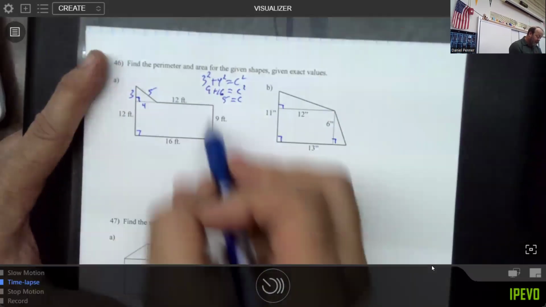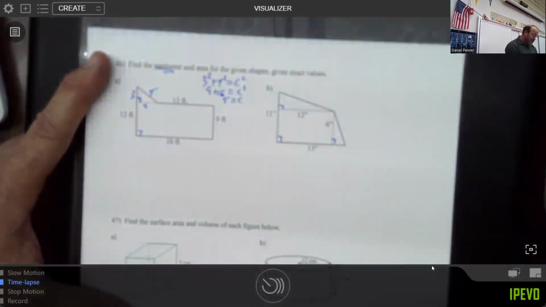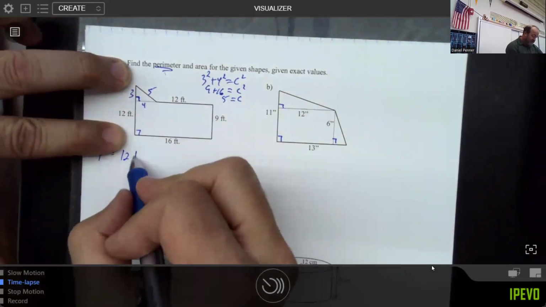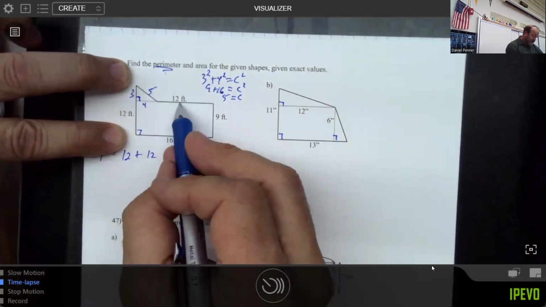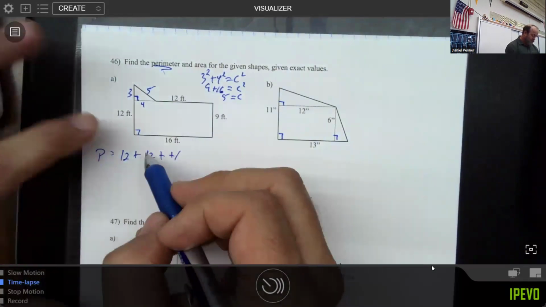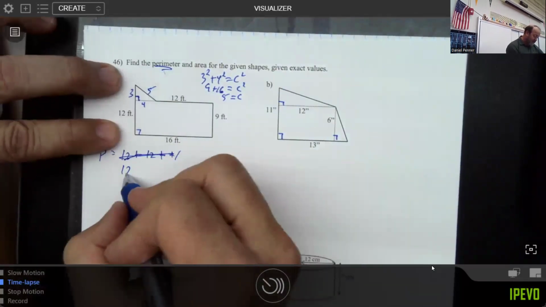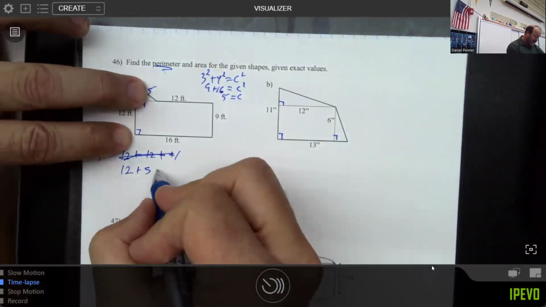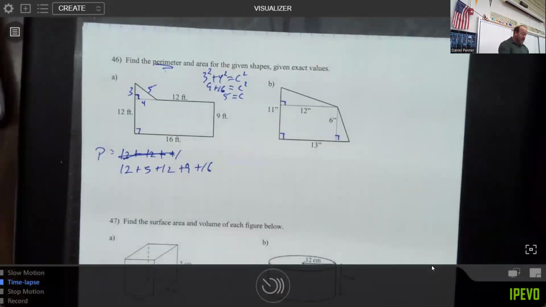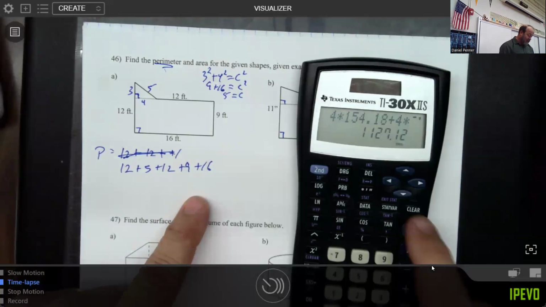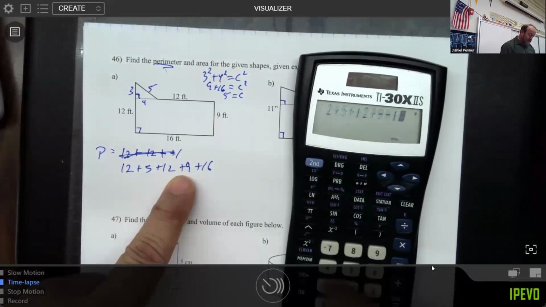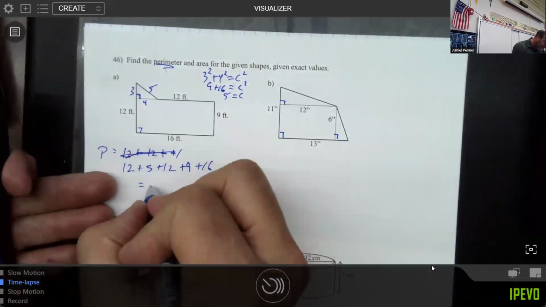So finding the perimeter of this shape is going to be fairly simple because we're just going to have 12 plus 5 plus another 12 plus a 9 plus a 16. Oops, did I mess that up? Let's try that again. I got 12 for this entire side plus another 5 and a 12 and a 9 and a 16. That adds up to more than I probably want to do quickly in my head. I don't want to make any mistakes, but let's see. So we got 12 and 5 and 12 and 9 and 16. Looks like my perimeter should be around 54 feet.